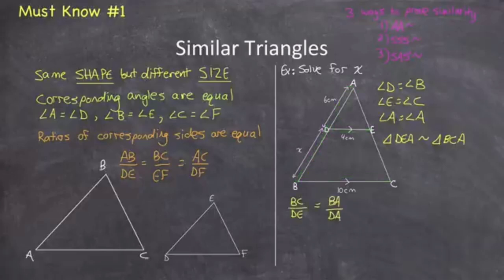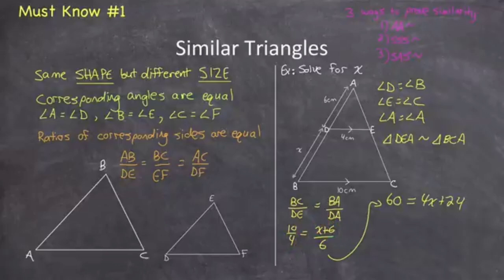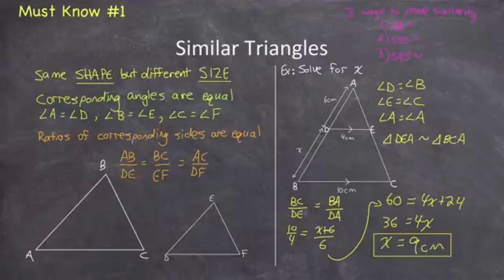And then if I sub into this equation what I know, I can then solve this equation using algebra. I can cross multiply. 10 times 6 is 60, and 4 times x plus 6 is 4x plus 24. Solving this for x, I'd have 36 equals 4x, divide by 4, I have x equals 9. There you go, now you can see how to use properties of similar triangles to solve for unknowns.